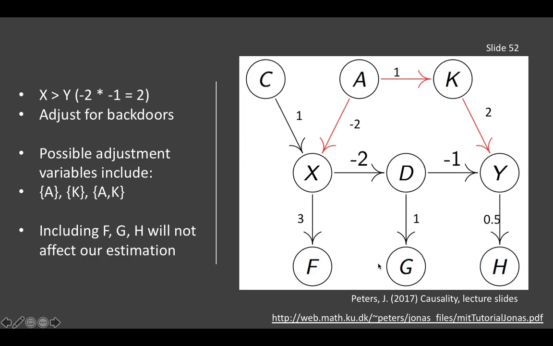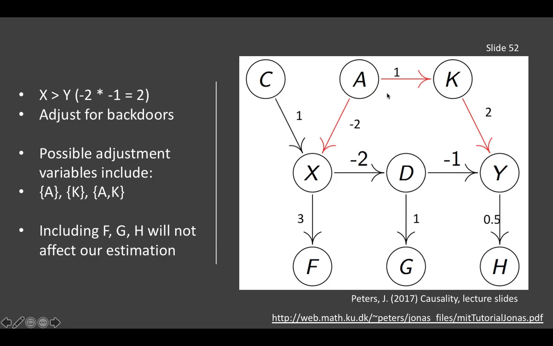And we also notice that including f, g, and h shouldn't have any influence on our estimation of x onto y. So again, if we have access to these variables as control variables, and we don't know which ones to include, some will have dramatic effects on our estimation. For instance, as we saw, if we included d, we completely distorted the effect of x onto y. If we include f, however, f has no influence between x and y, and so shouldn't affect our estimation of x onto y. But that assumes that we're already adjusting for this backdoor path here through a and k.